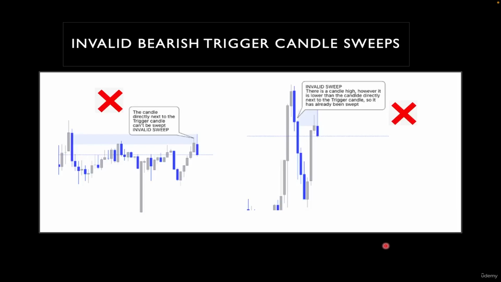And same again, what's an invalid sweep? If the candle directly next to the trigger candle is the highest within that box, then that's not a sweep. And then if we find a high like this one here, but it's lower than the candle directly next to the trigger candle, then that liquidity has already been taken. So it's not a valid sweep.